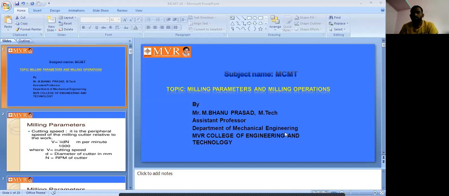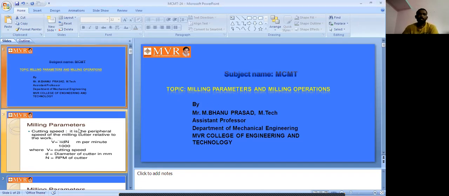Today we will discuss the different milling parameters and milling operations. In our previous lecture we discussed what a milling machine is and the types of milling machines: horizontal milling machines, vertical milling machines, and universal milling machines. In today's class, we will cover the milling parameters and milling operations.